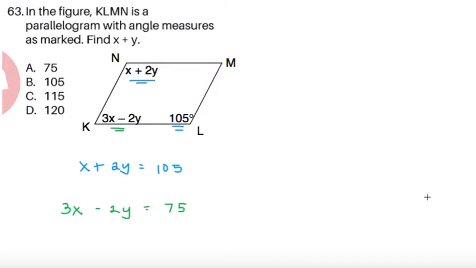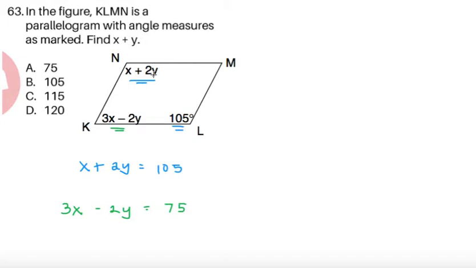Next, for item 63, in the figure, KLMN is a parallelogram with angle measures as marked. Find the value of x plus y. Now, we're going to use the properties of the angles in a parallelogram. Opposite angles in a parallelogram are congruent, which means they have the same measure. A pair of adjacent angles are supplementary, so if I add the two, it's going to be 180.